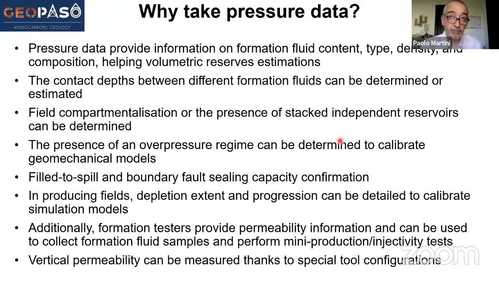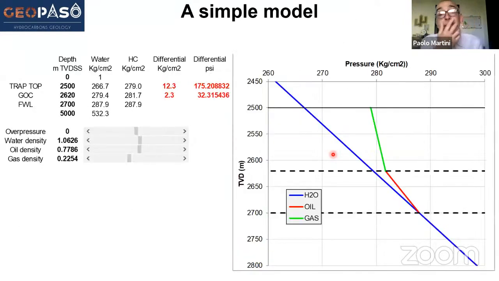Additionally, the modern formation testers are very, very advanced. They have a lot of capabilities. They are modular. They can be adapted to each and every situation, and they can be customized basically for each job. They can provide the permeability information, and they can collect fluids and run mini production or mini injectivity tests. And also they can provide information on vertical permeability of the formation with the proper tool configuration. So I will just get out of the presentation mode if I can.